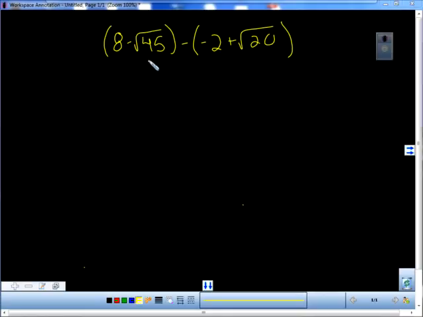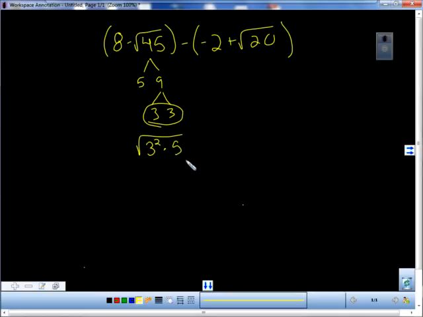So let's break down the square root of 45. 45 we have 5 times 9. 9 we have 3 times 3. Okay? If I'm taking a square root, what am I looking for? We're looking for pairs. If we're taking a cube root, we're looking for triples. So I have a pair of 3's. So that gives me the square root of 3 squared times 5.